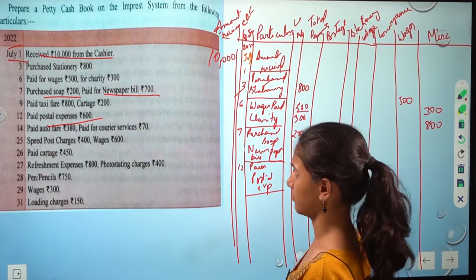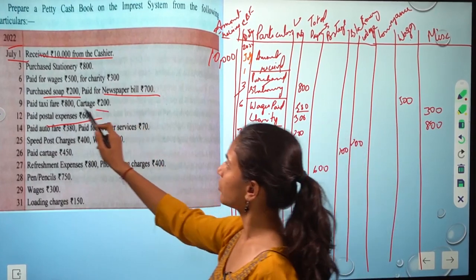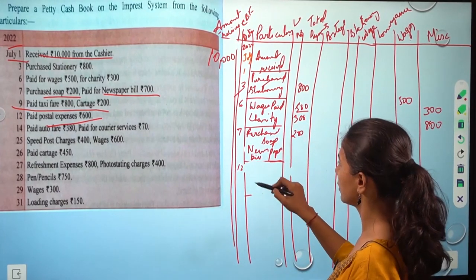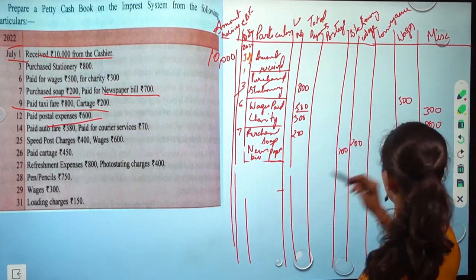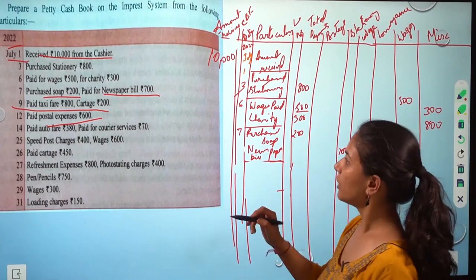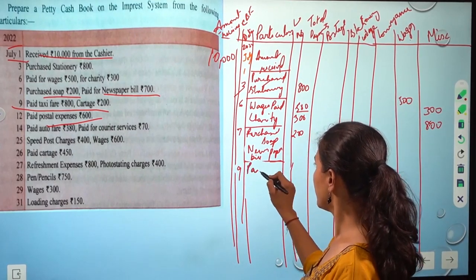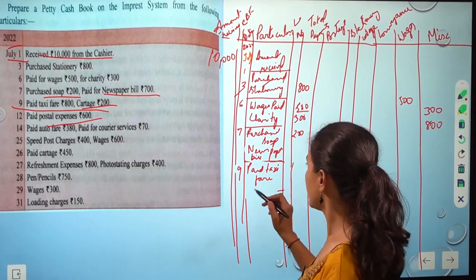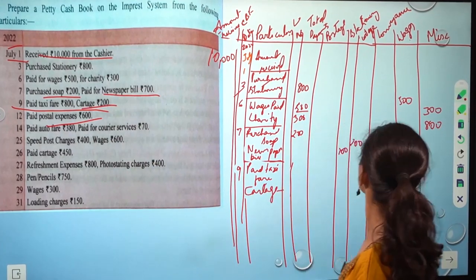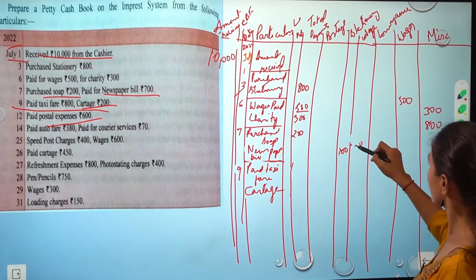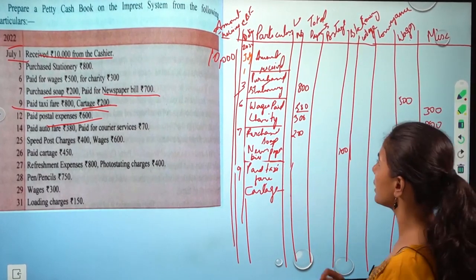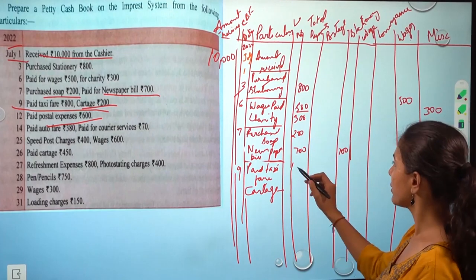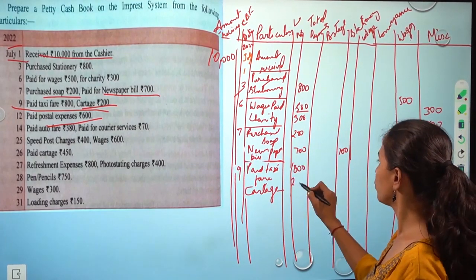Next, you have, okay, this one we missed out. On date 9, we missed out this one. Let's write this one first. So it was for 9, paid taxi fare, and another is cartage. Okay, so cartage, what is the amount? Newspaper bill was 700, we added it, then taxi fare was 800 and cartage was 200.